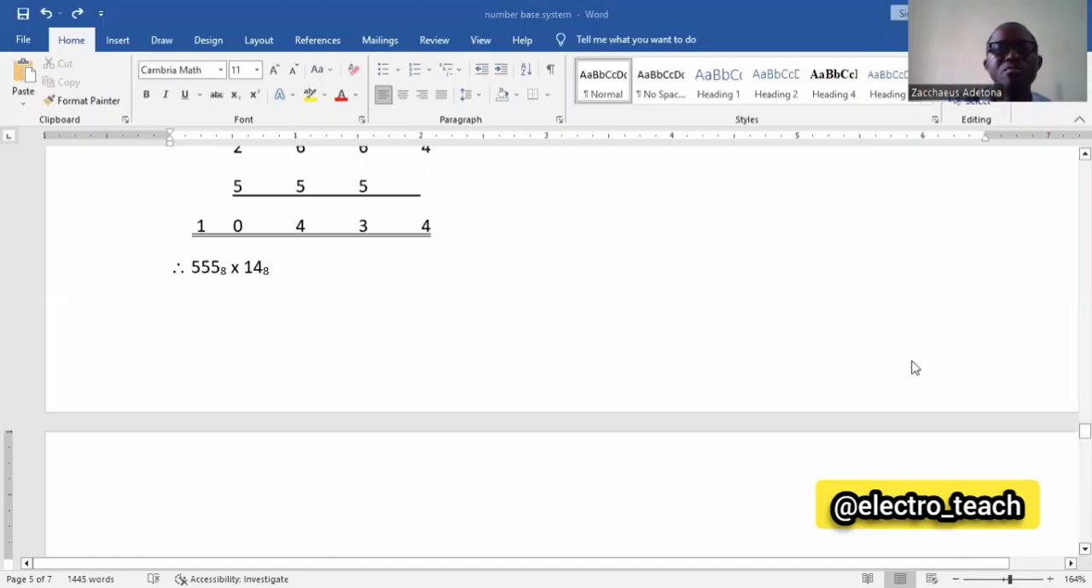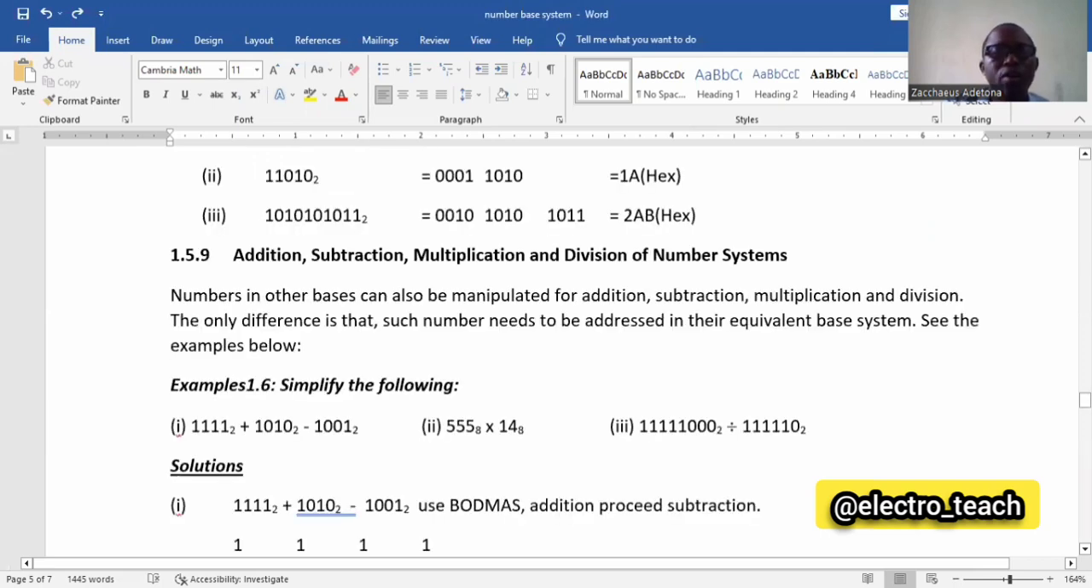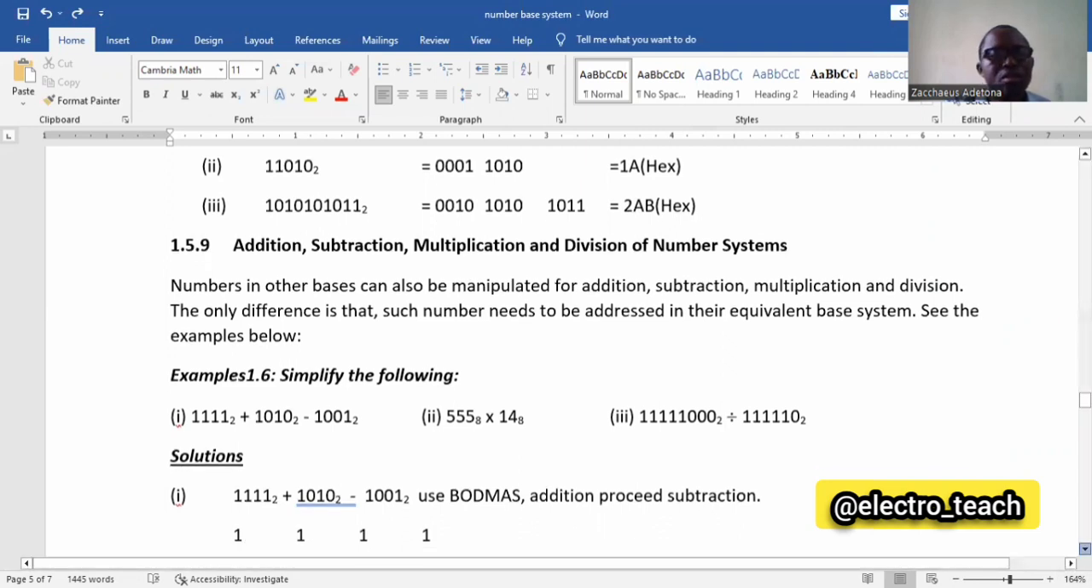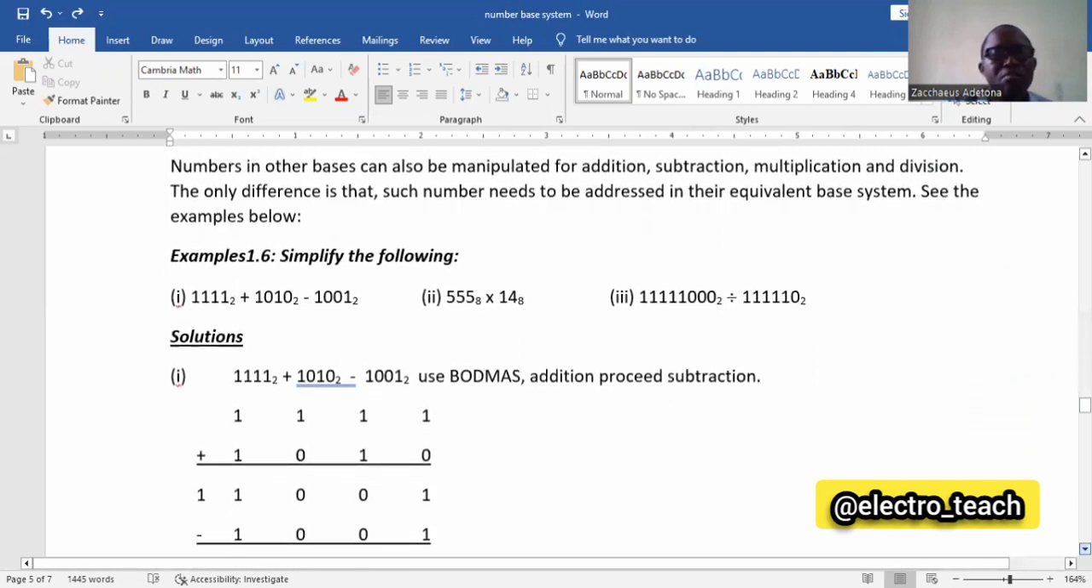We want to take examples on the addition and subtraction of number-based systems. Let's look at the screen now and see the examples of addition, subtraction, multiplication of number systems. The first example is the addition of 1111 base 2 to 1010 base 2 minus 1001 base 2.